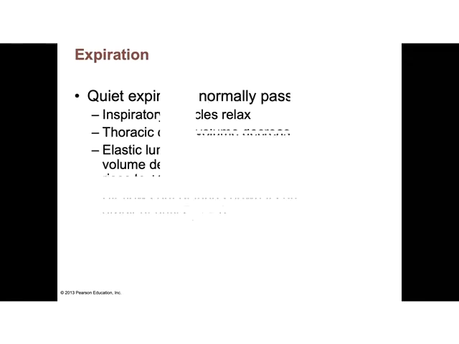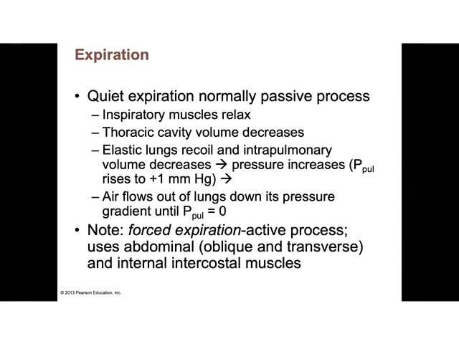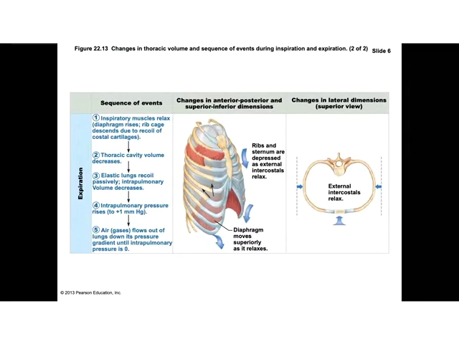In expiration, this is normally a passive process. The inspiratory muscles relax, the diaphragm relaxes, and recoil takes care of the rest. But if you do forced expiration, blowing hard, that's an active process using the abdominal and the internal intercostal muscles, as you can see here. Abdominals contract, internal intercostals contract, the rib cage shrinks, positive pressure on the outside of the lungs goes up, and the air is forced out.